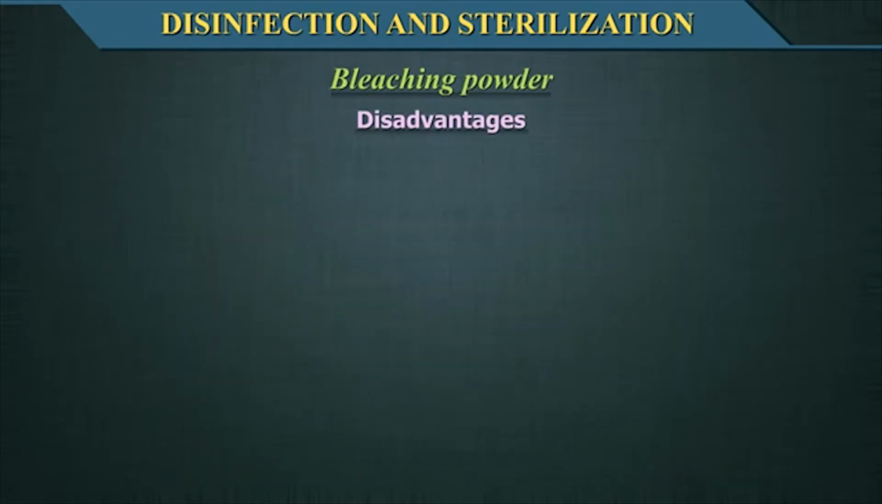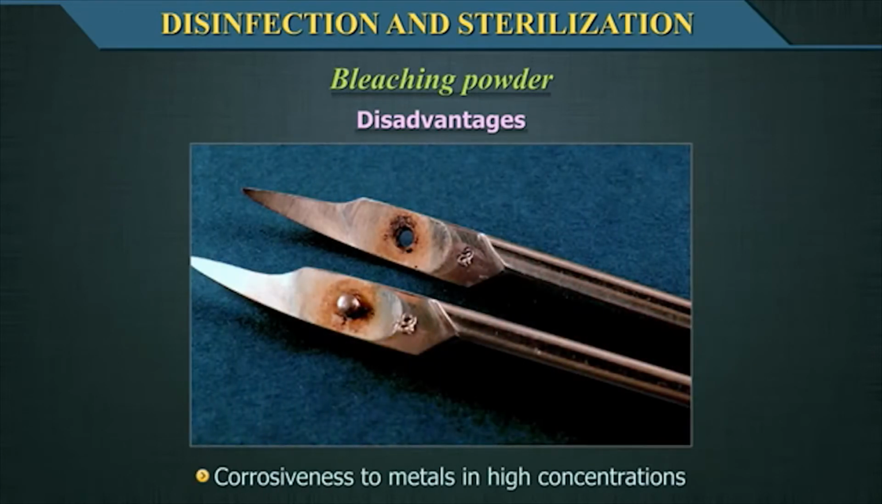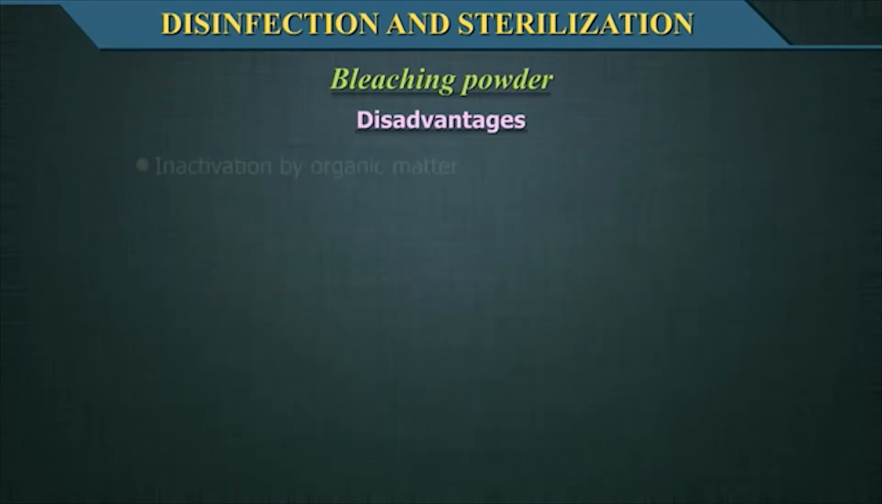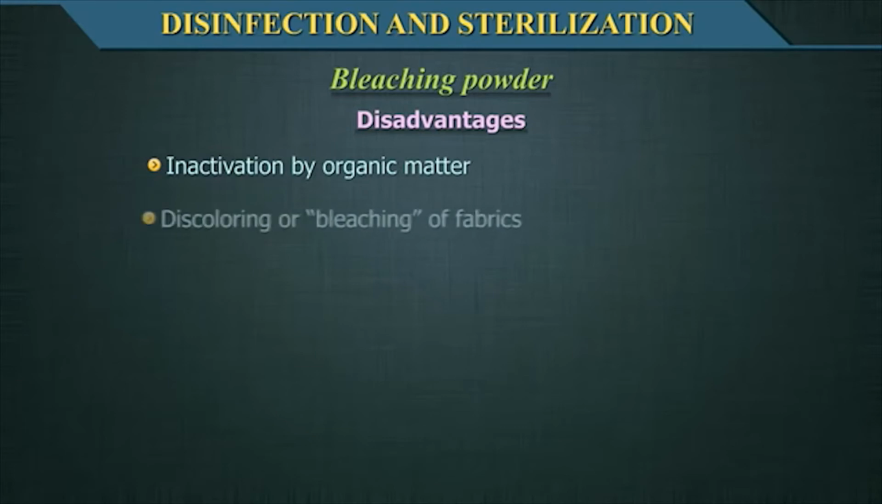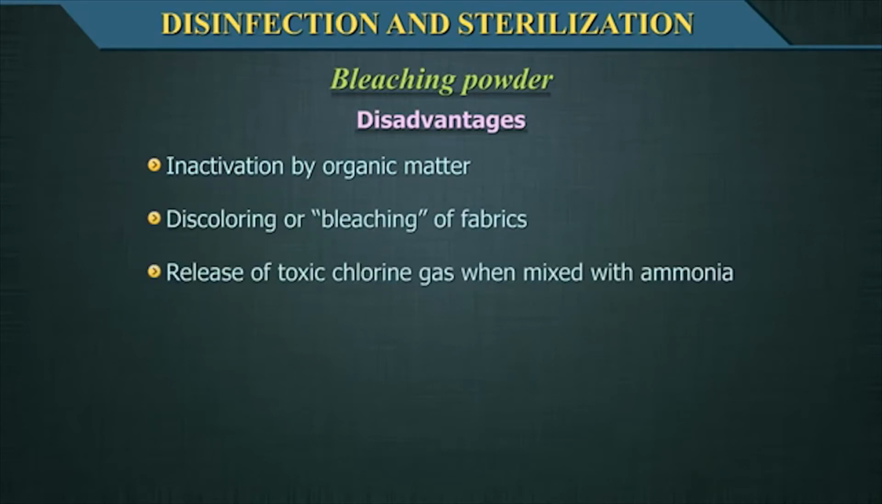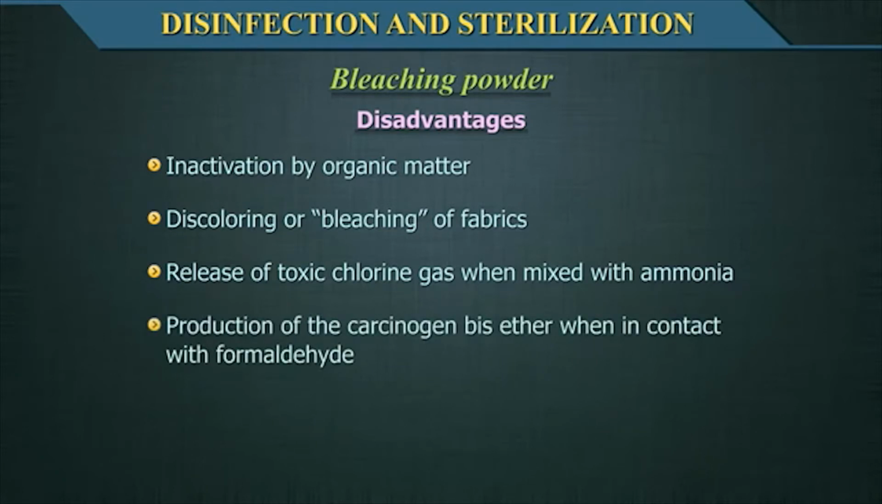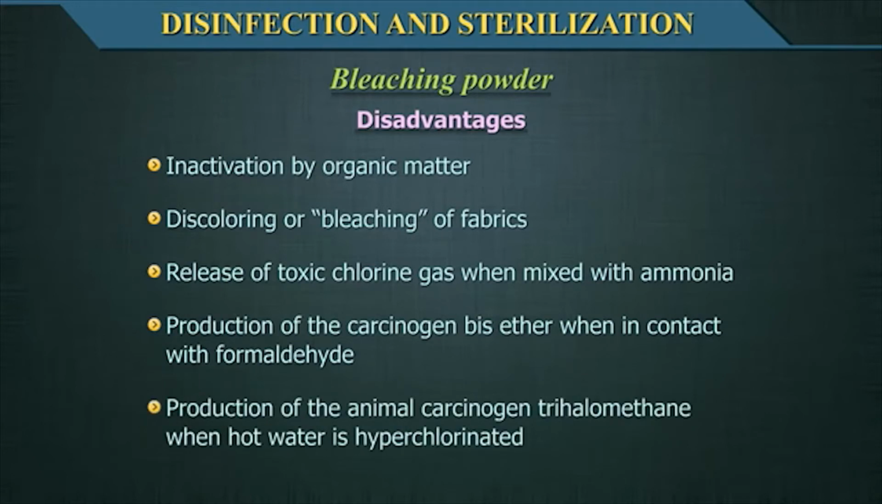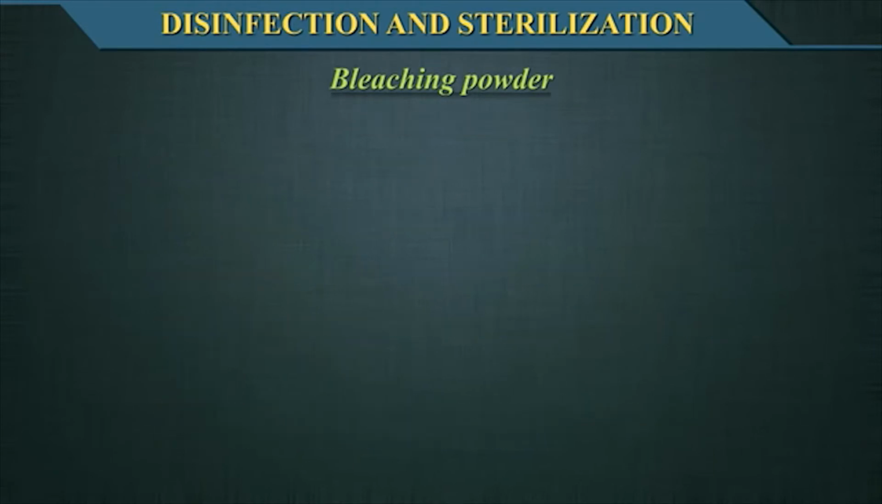Other disadvantages of hypochlorites include corrosiveness to metals in high concentrations, that is, more than 500 ppm, inactivation by organic matter, discoloring or bleaching of fabrics, release of toxic chlorine gas when mixed with ammonia or acid, for example, household cleaning agents. A potential hazard is production of the carcinogen bis chloromethyl ether when hypochlorite solutions contact formaldehyde, and the production of the animal carcinogen trihalomethane when hot water is hypochlorinated.